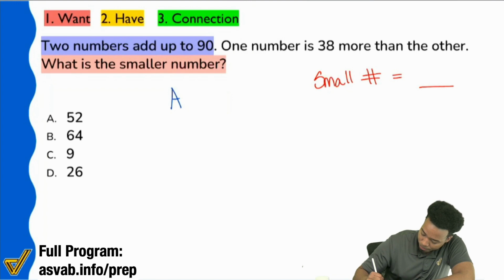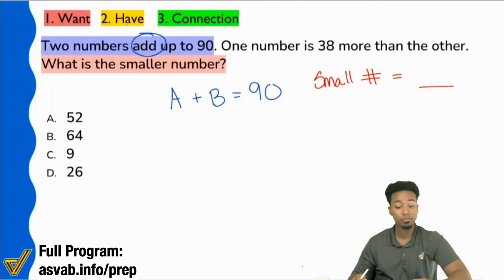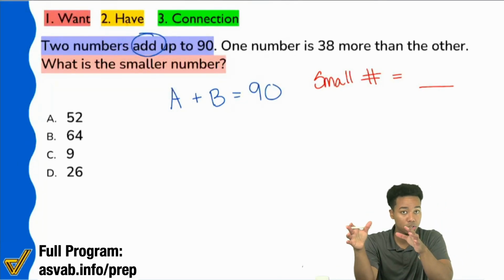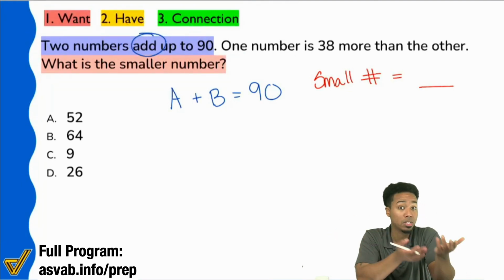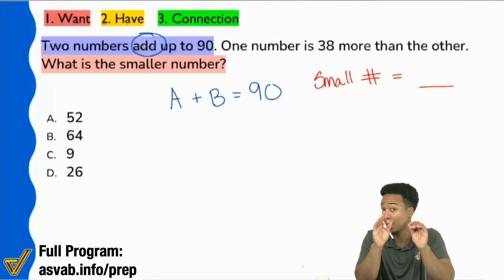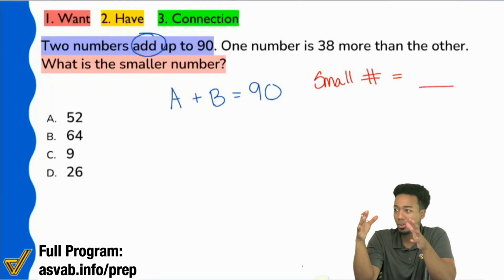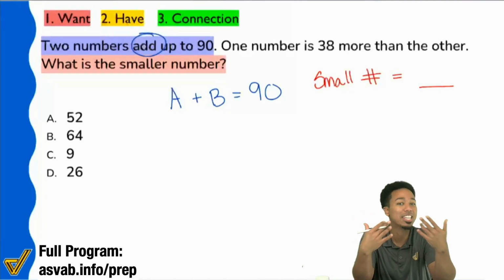So A plus, because again, the word add means add them together. A plus B, two numbers, adds up to 90. Everybody, do we agree with that, what I just did? Two numbers add up to 90, so A plus B equals 90. Is that cool with you? Cool, because I'm attempting to show you a difficult concept in systems of equations. I'm attempting to show you it understandably.